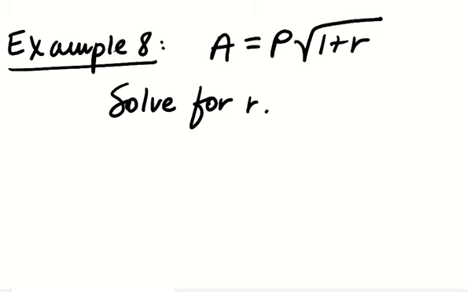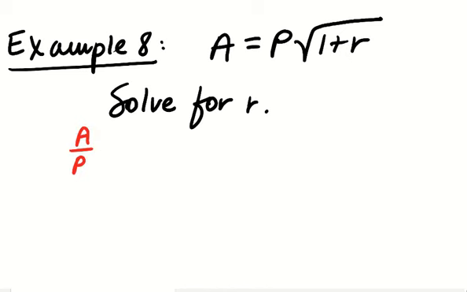All right, and the last example I've got for you is one where we're just going to solve for a variable. A equals p times the square root of 1 plus r. Solve for r. All right, well, we can do that. This is just get r by itself. So really the first thing in the way is this multiplication by p. If I'm multiplying by p, to get rid of that, I'm going to need to divide both sides by p.